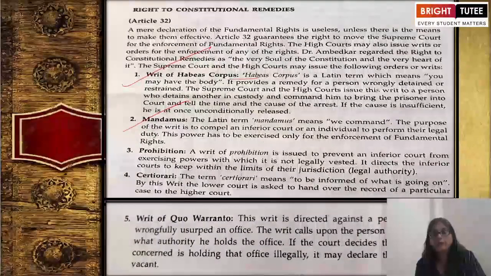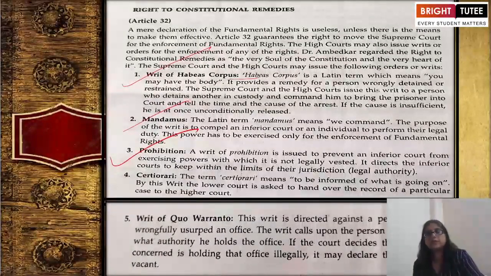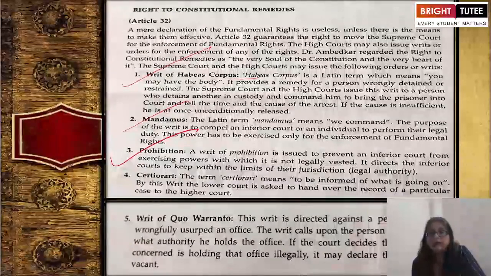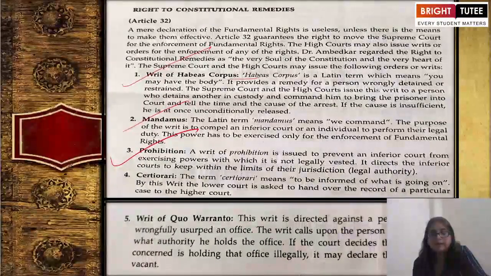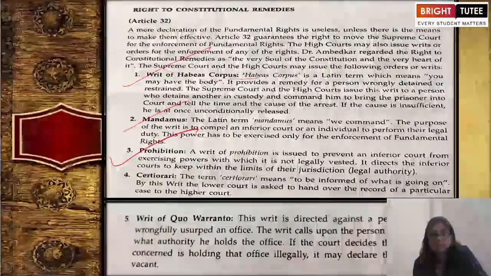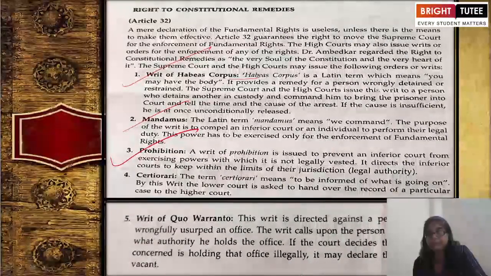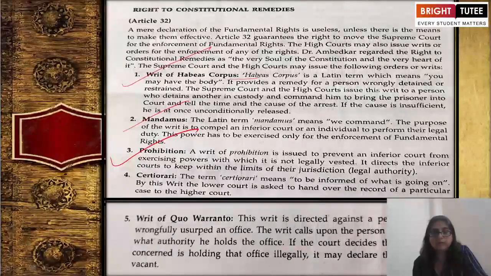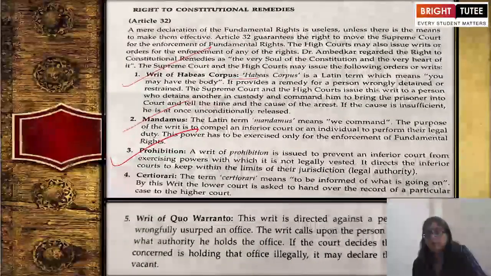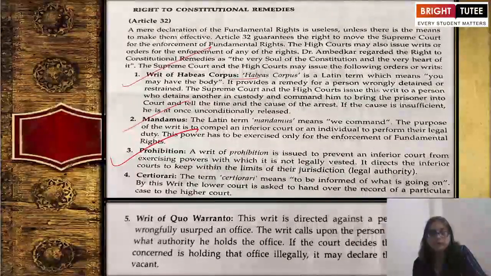Then writ of prohibition. A writ of prohibition is issued to prevent an inferior court from exercising powers against the procedure of the law. The High Court or the Supreme Court can prohibit the lower court from doing such a thing. A prohibition order issued by a higher court to a lower court is a writ of prohibition.